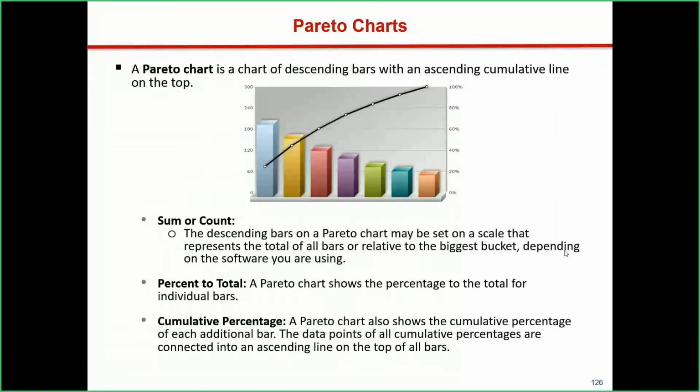Percent to total. A Pareto chart shows the percentage of the total for individual bars. This is the percentage. Cumulative percentage. A Pareto chart also shows a cumulative percentage. For each additional bar, the data points of all cumulative percentages are connected into an ascending line on top of all the bars.